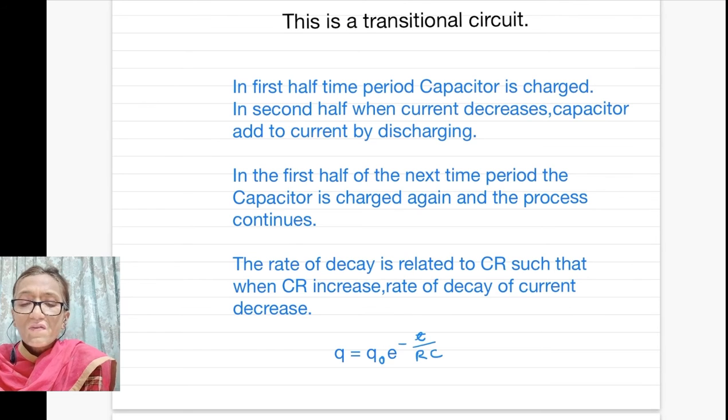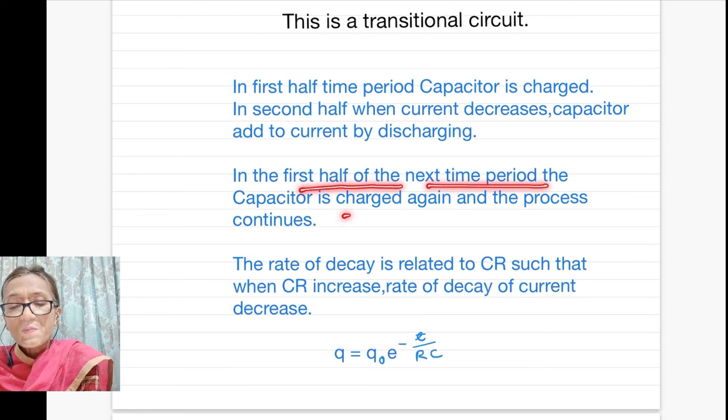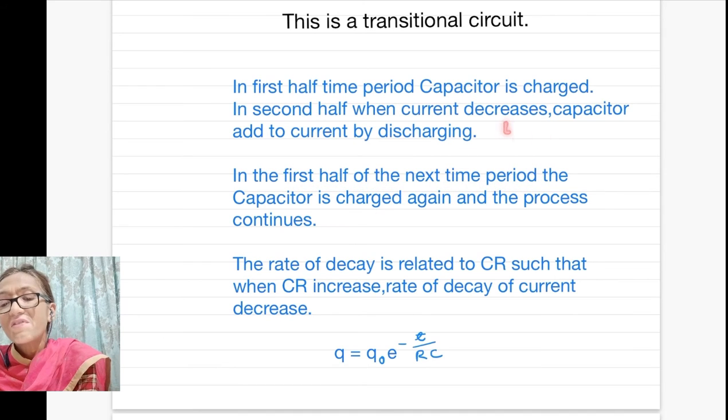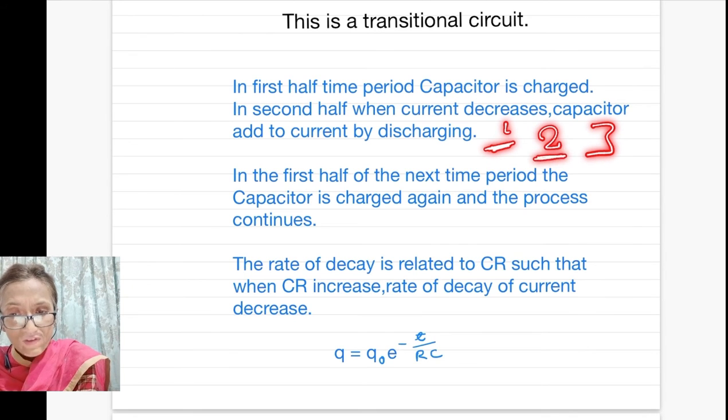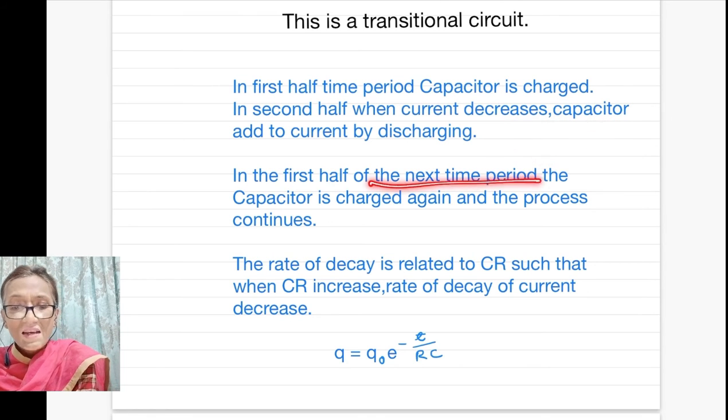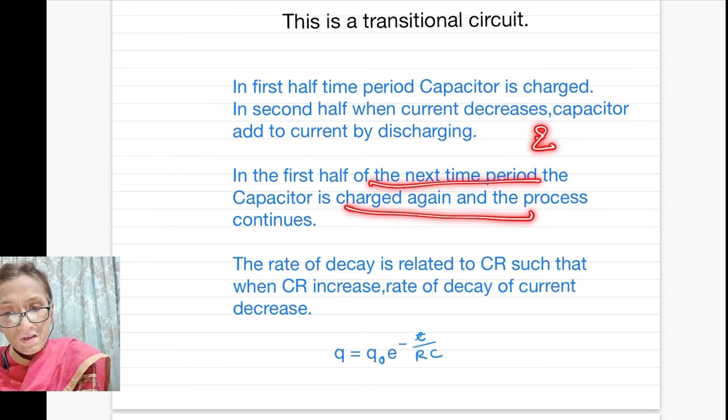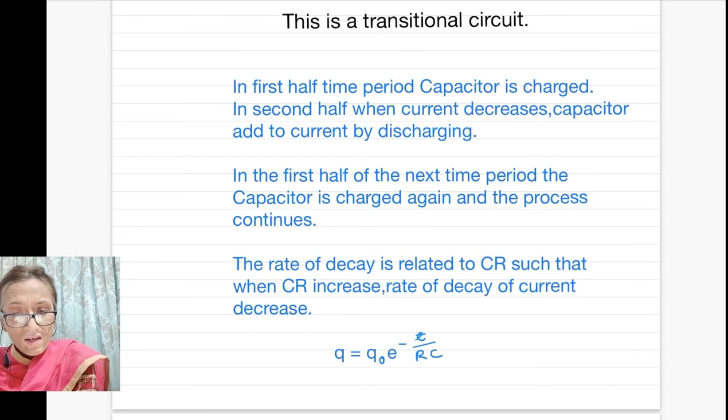In the first half of the next time period, the capacitor is charged again. I discussed the first time period, then you have the second time period, then the third. So after passing the first time period, now you have the second time period, and in half of this second time period, again the capacitor will be charged. And in the last half of the second time period, it will be discharged, keeping the current constant.